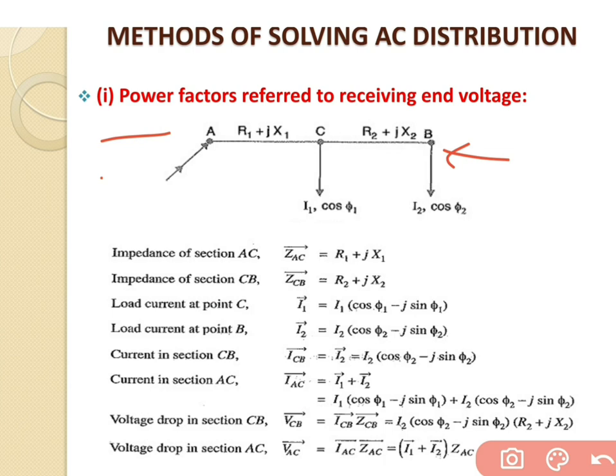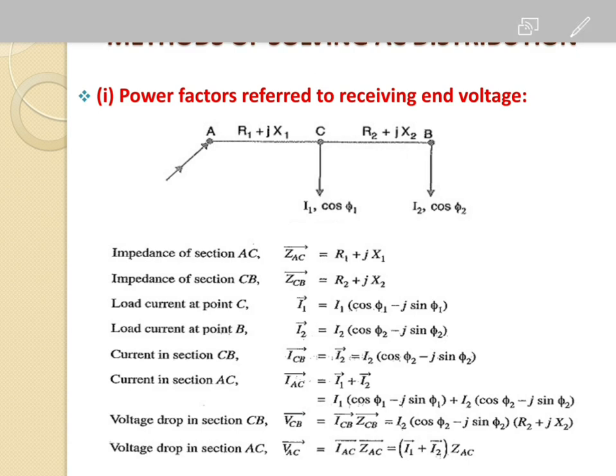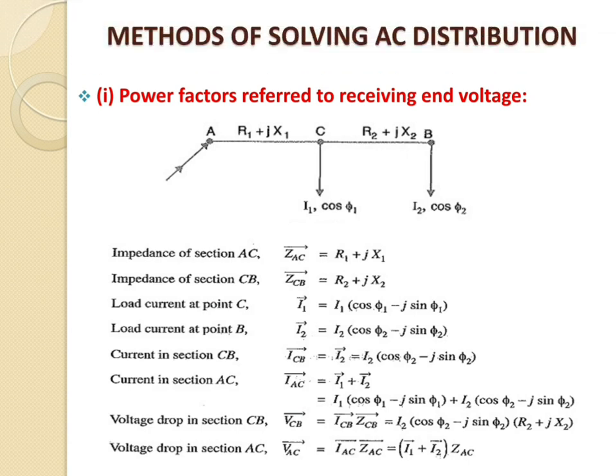Then there are two tapping points, C and B, and there are two loading conditions. Two tappings should be taken from the distributor, the first one C and the second one B. Now we can go for the different equations that we can get from the AC distributor, which can be fed at one end only, which means it can supply electricity from one end only.